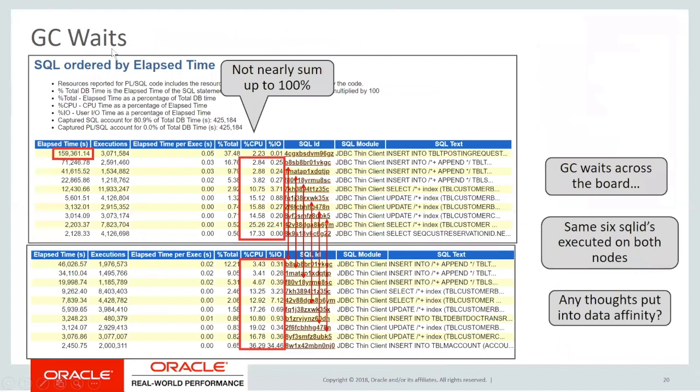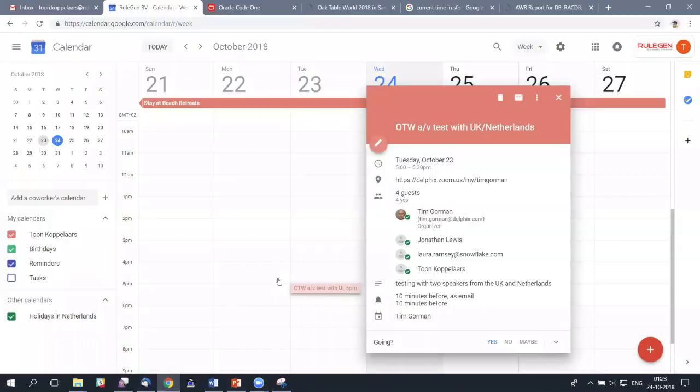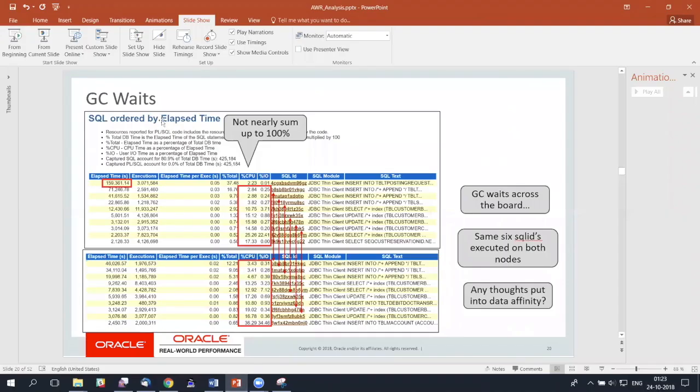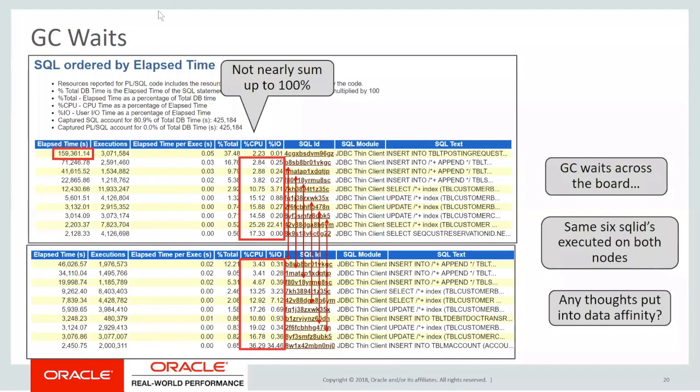As for the second wait events that were going on both nodes, I'm showing here the SQL ordered by elapsed time, but probably a much more intuitive way to go would be to go to the SQL ordered by cluster wait times.